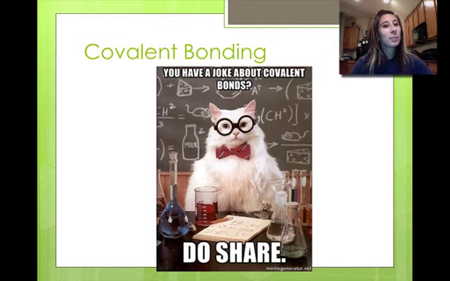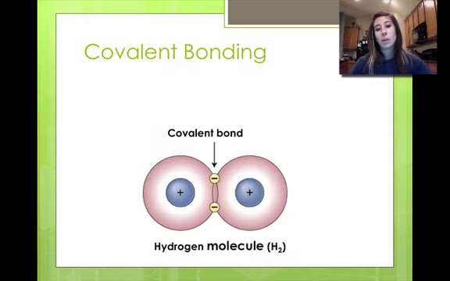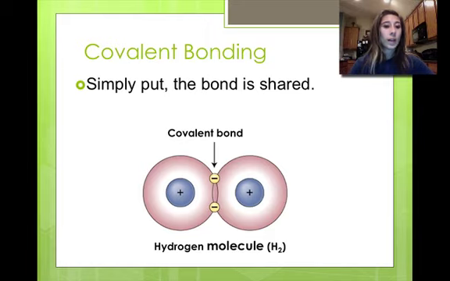And another lovely meme for you. You have a joke about covalent bonds. Do share. So hopefully that can help you remember that covalent bonds do share. I love me some cheesy jokes because hopefully you'll remember some of these little tricks to remember some of this information. So again, simply put, I want you to really understand that the bond is shared, okay? You can say that out loud because remember, if you're talking about biology, you're the one that's learning biology.